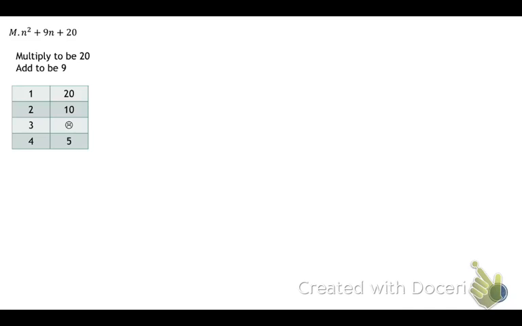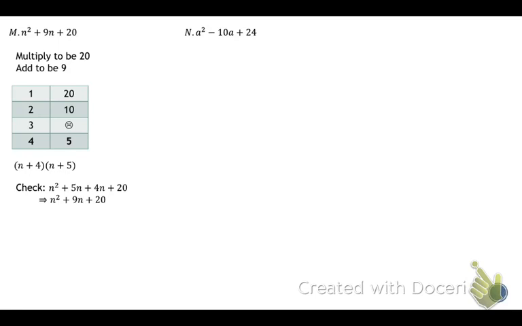Okay, now we have to see, will any of these add up to be 9? Well, 4 and 5 will. So that's just going to be n plus 4, n plus 5. Cool. Let's do another. Oh, you can check it. Sorry, I forgot to check. n squared plus 9n plus 20. It's always a good idea to check. Let's do the next one.